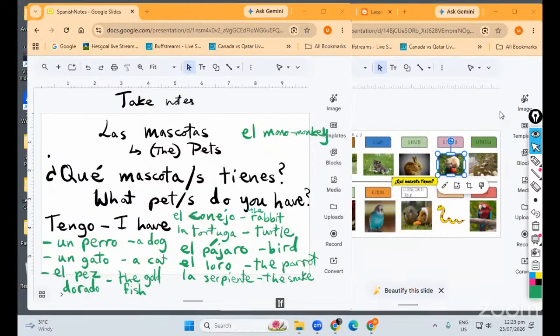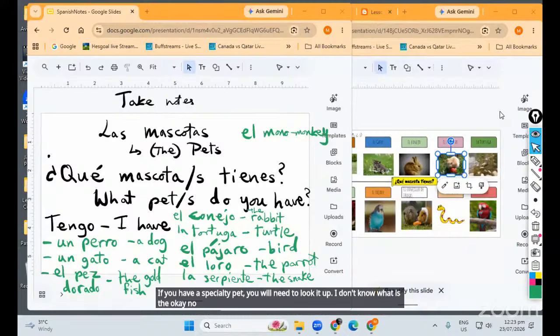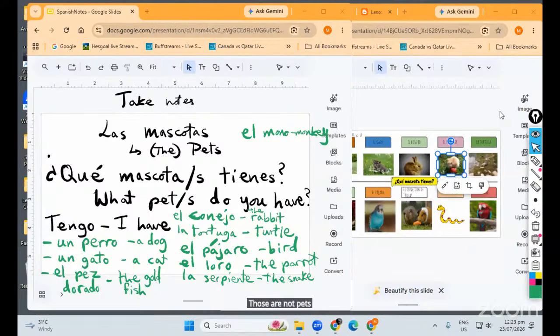If you have a specialty pet, you will need to look it up. I don't know what is okay. No guys, do not tell me farm animals. Those are not pets, those are food. Okay, ferret, huron, huron with an accent on the O. Kevin, Gucci, tiger, you're good, look it up. Tiger is for zoo conversation tomorrow.